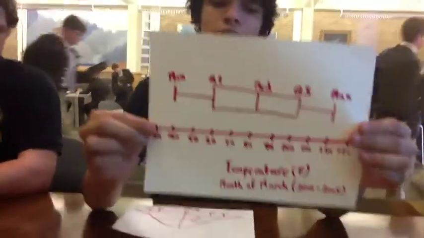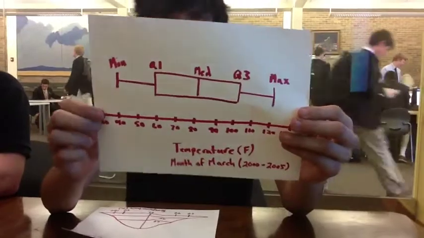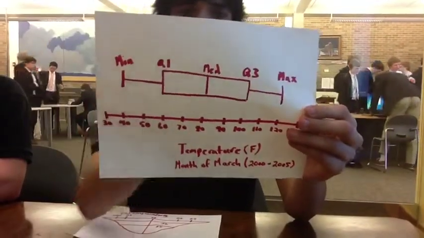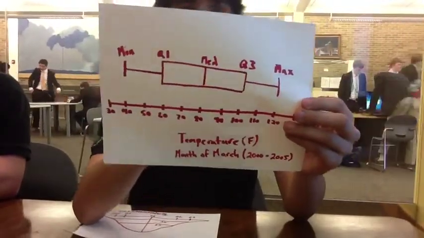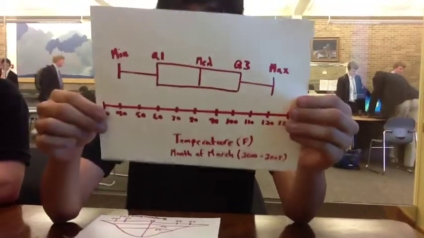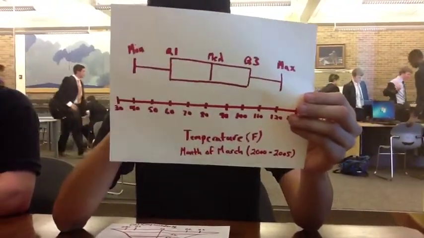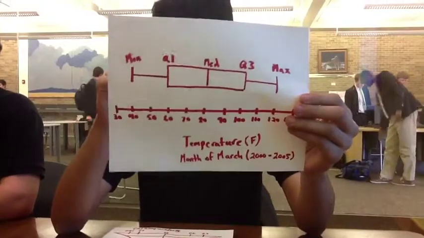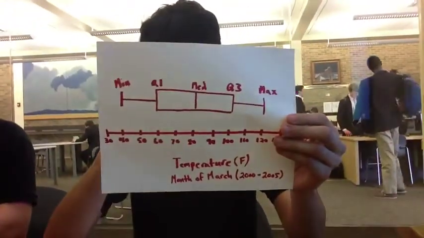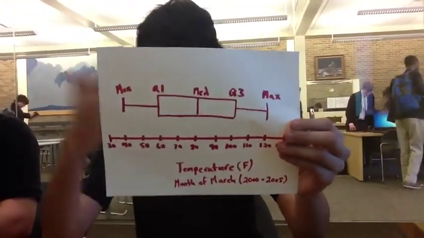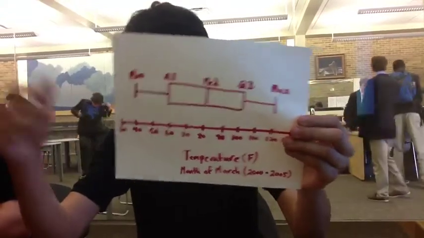Next, we're going to move into the interquartile range, which is a measure of spread. And the best way to illustrate that is a box plot. This box plot illustrates the minimum, the max, the Q1, the Q3, and the median. The minimum temperature in the month of March from the years 2000 to 2005 was 40 degrees. Of course, we all know what the minimum is.